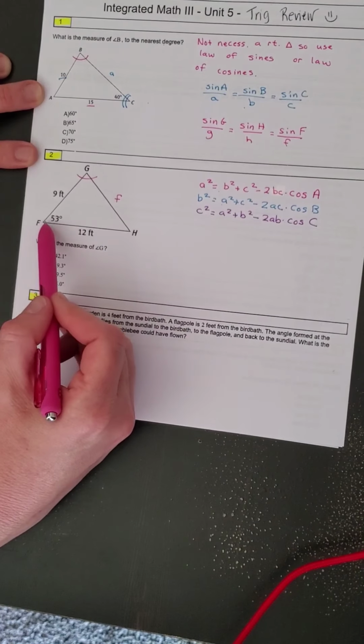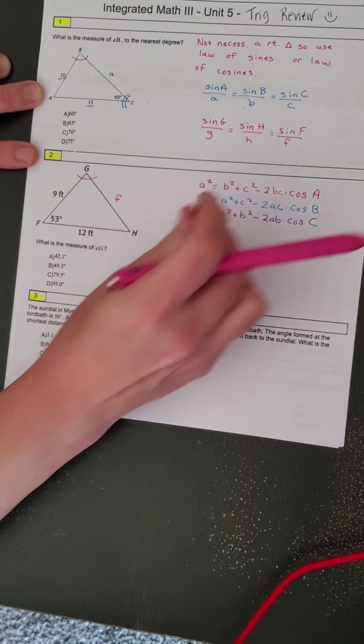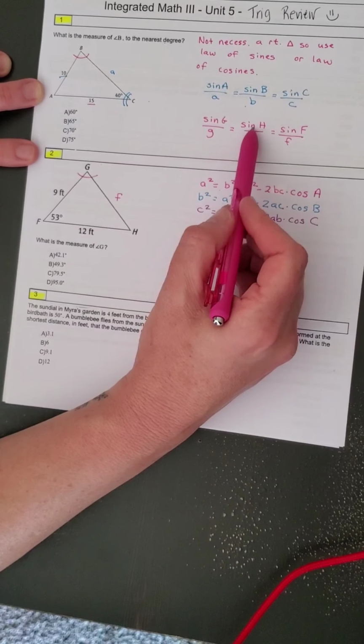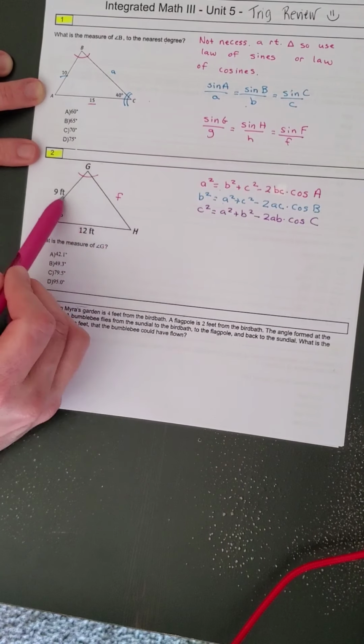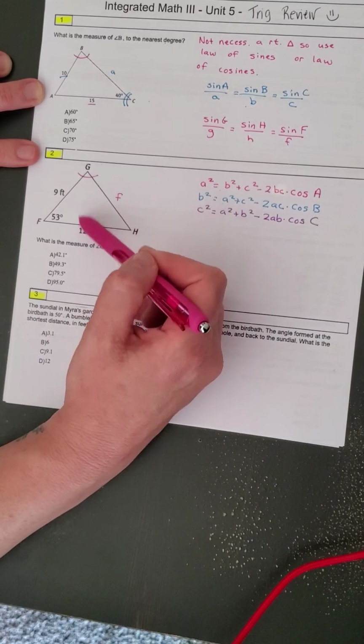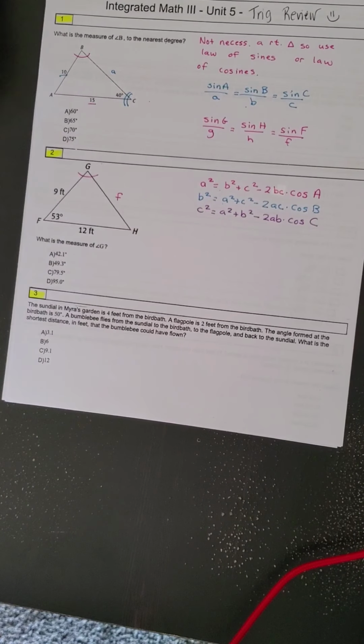Now, I have F, the angle, but I don't have F, the side. So that's okay if I have two other pieces that will work. So do I have H and H? No, I don't. I am missing H. And do I have G and G? No, I don't. So I cannot use law of sines. I am going to have to use law of cosines.